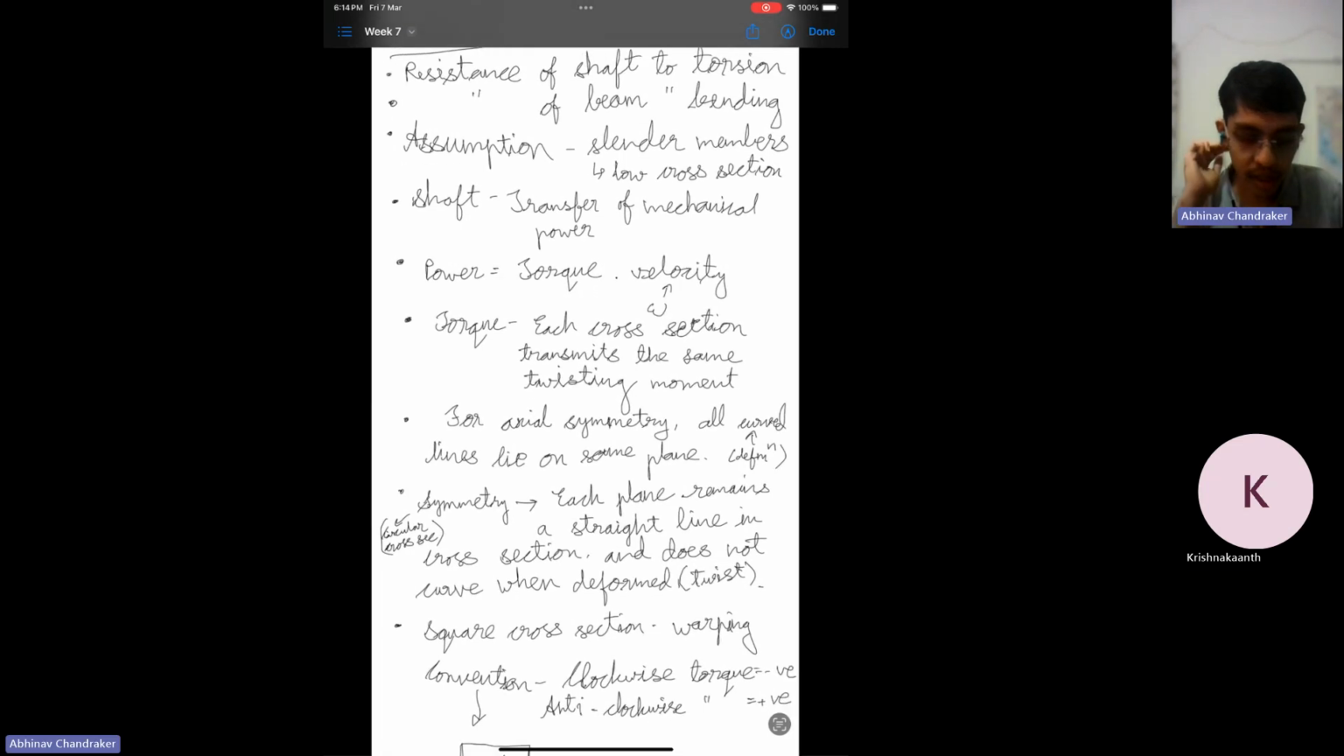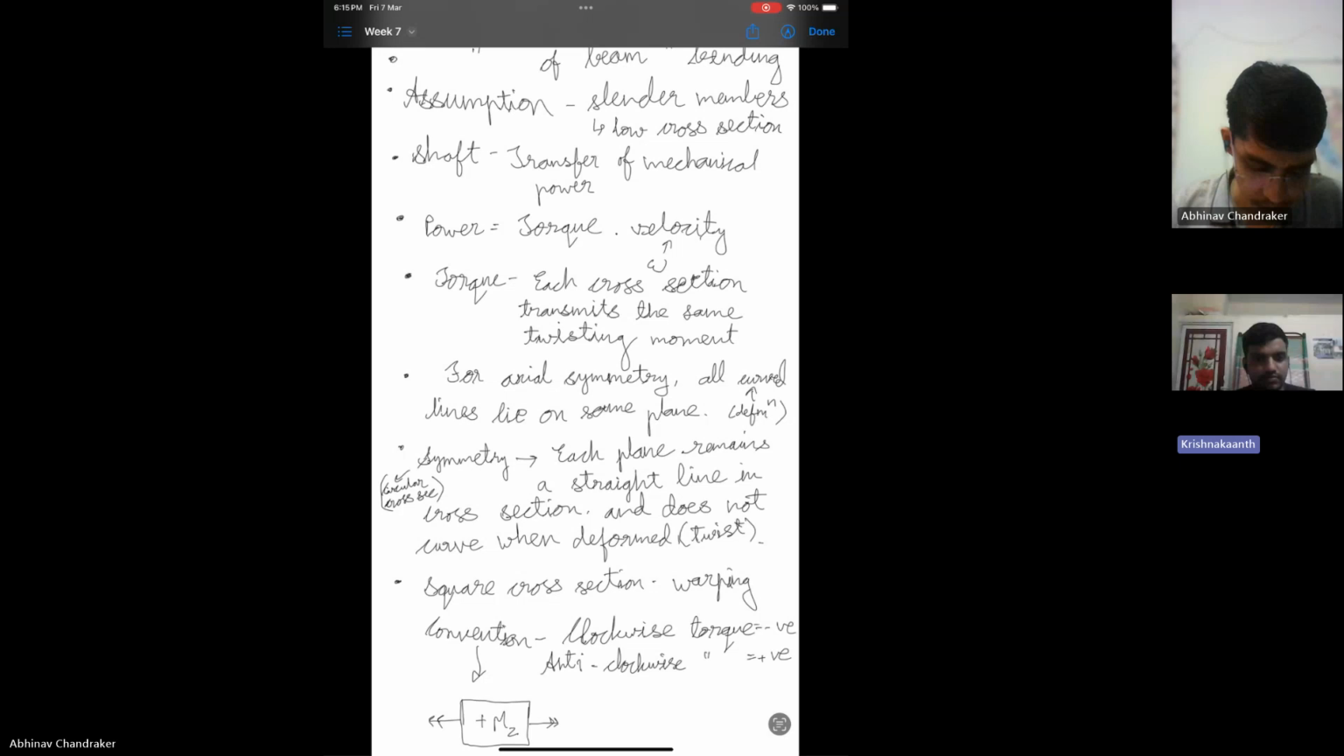So, sir has mentioned multiple times when teaching this that we are going to make an assumption while building up all the key concepts and making derivations, and that assumption is that all the members, may it be the shaft for torsion or the beam for bending, are all slender members, which means that the cross section is very less compared to the length of it.